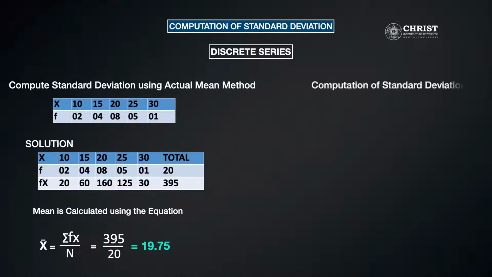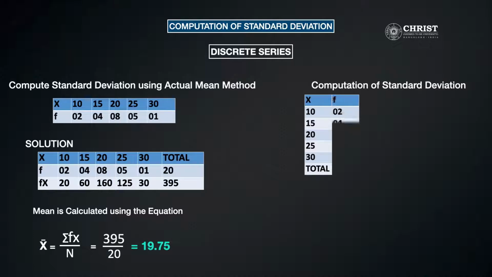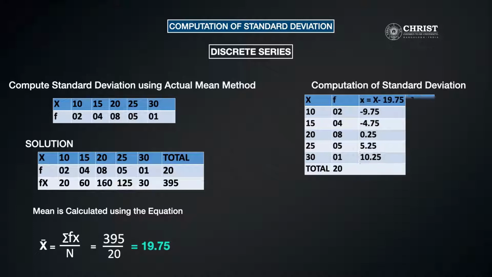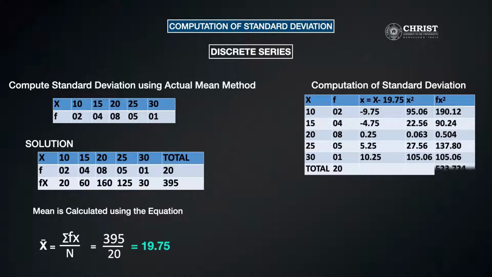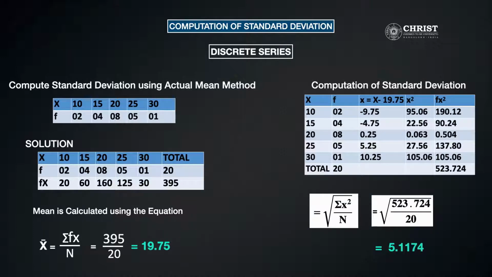Now we have to compute the standard deviation. Standard deviation is taking the deviations from the actual mean value, so from 19.75 we have to take the deviation. The equation is the square root of sigma fX squared divided by n. Values of x and f are there, and capital X is the deviation of the observation values 10, 15, 20, 25 and 30, taken from 19.75. So you will get the values minus 9.75, minus 4.75, 0.25, 5.25 and 10.25.